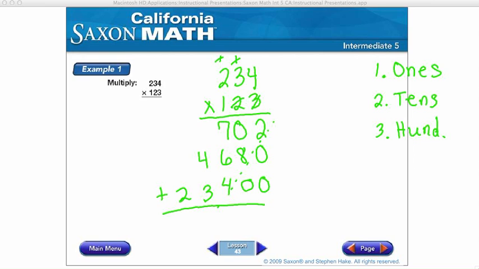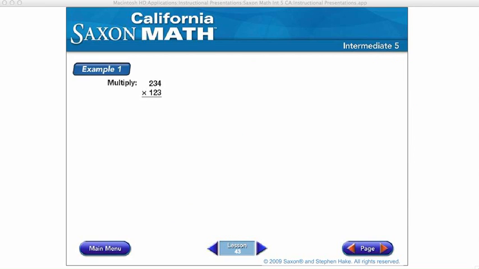And now, remember these are called my partial products. Now you add up your partial products. 2, 8, 17, 8, 2. I put in my comma because it's a large number, and my answer is 28,782. Okay? All right, let's look at example 2.